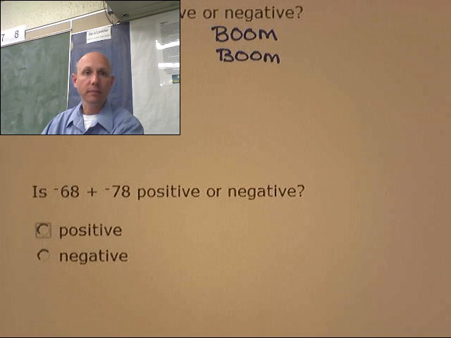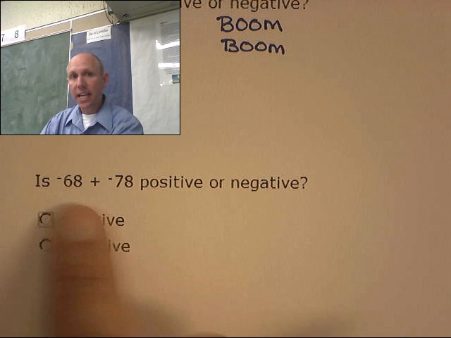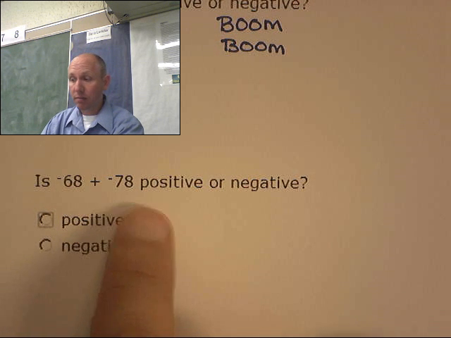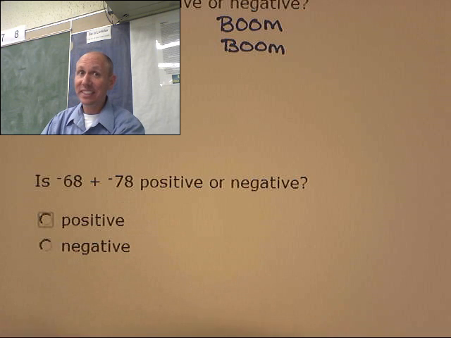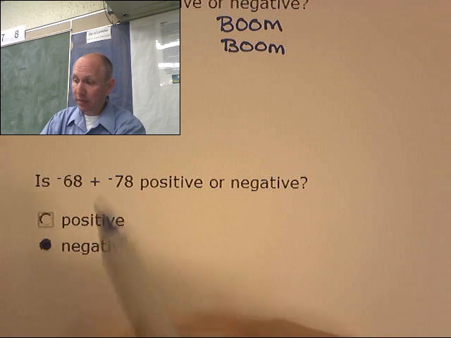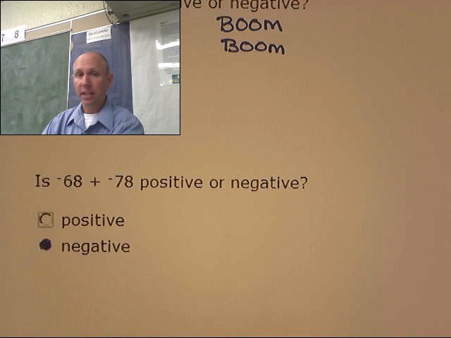Let's look at this guy. I have 68 negatives and I have 78 negatives. So what do I have? I have a whole bunch of negatives. My answer is going to be negative. There aren't any positives anywhere. My answer is negative on that.